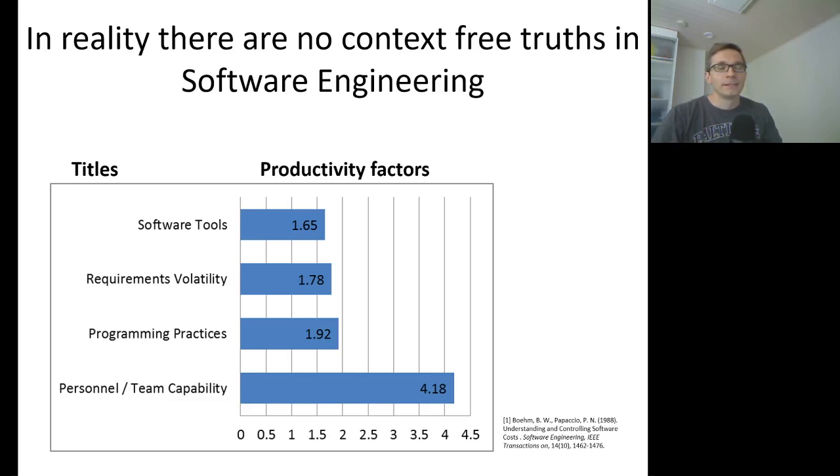Okay, and in here you have the answer. You can see that personnel and team capability was the top productivity factor. However, this is the truth only on average. In reality, there are no context-free truths in software engineering.